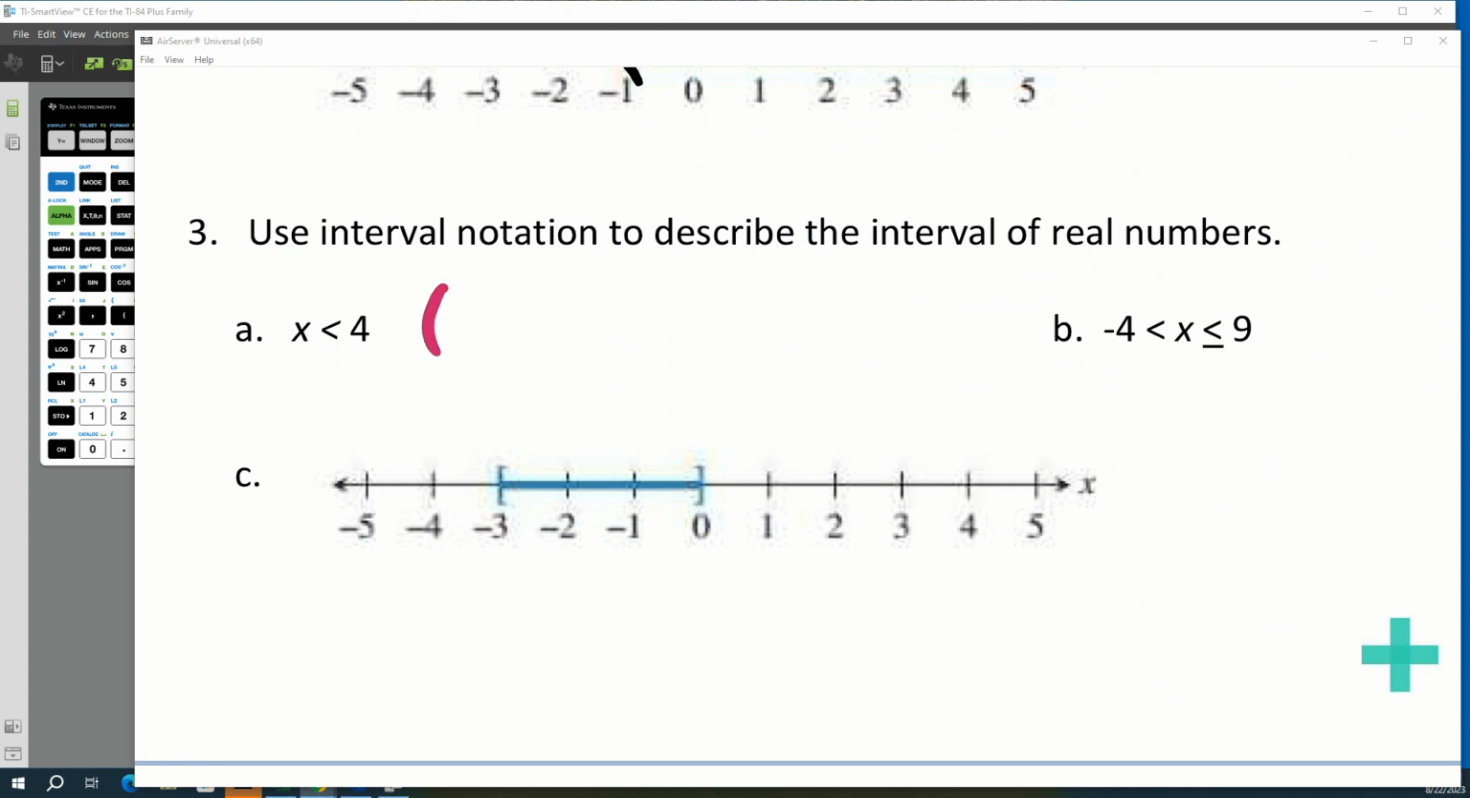And so if we want to do an interval for x is less than 4, what is the smallest number that's less than 4? -infinity. Yes, so it's the smallest number in the world, -infinity. And we're going to go all the way to 4. Are we going to include 4? No. We are not, so we're going to do a parenthesis.